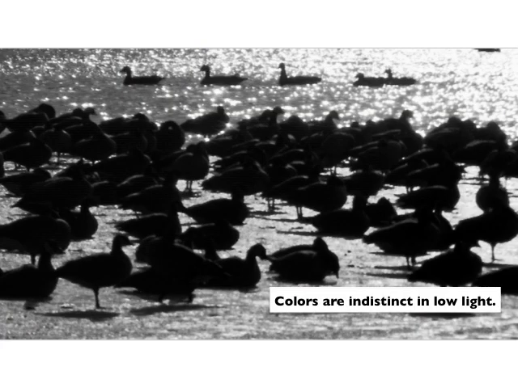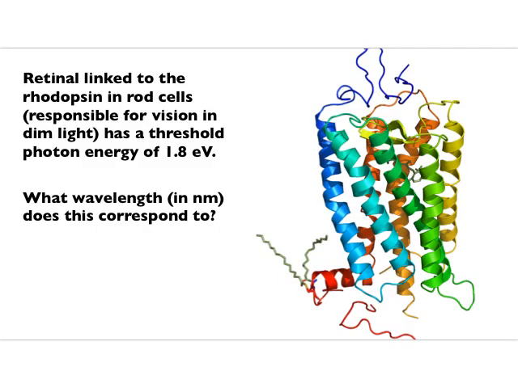Now, in low light, colors are indistinct. The reason is that in low light, it's mostly your rod cells weighing in, and your rod cells do not distinguish different colors. And the retinal, which is the molecule that does the sensing, in the rhodopsin in the rod cells, has a threshold of 1.8 electron volts. So if you are looking at light where the photon energy is less than that, it will not trigger a transition in the rod cells. You won't be able to see it.